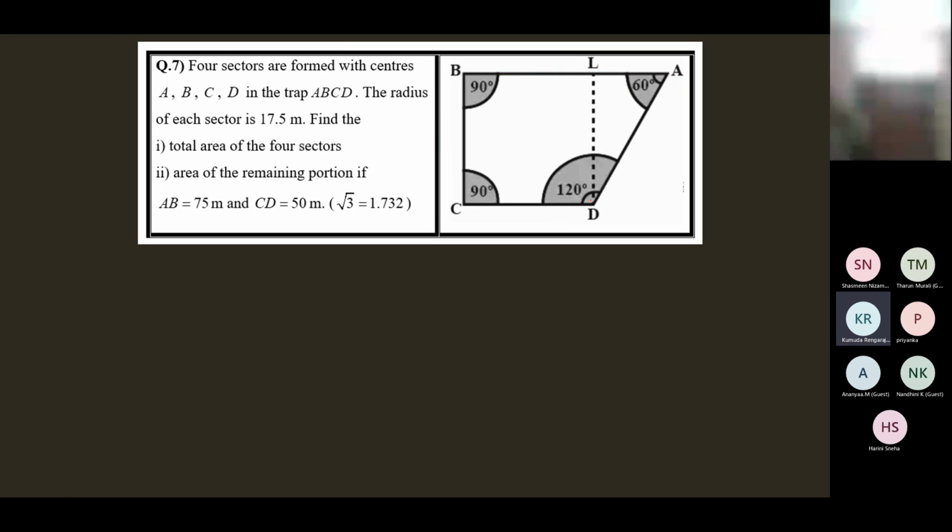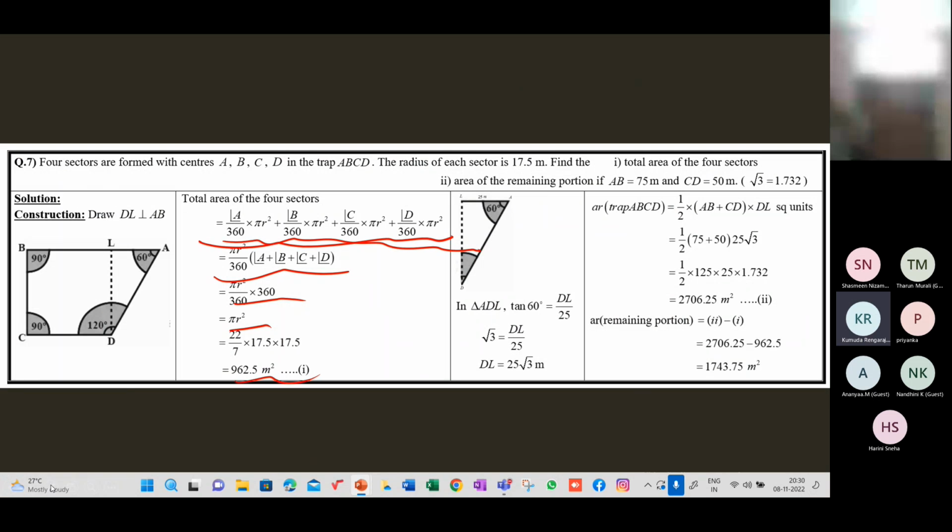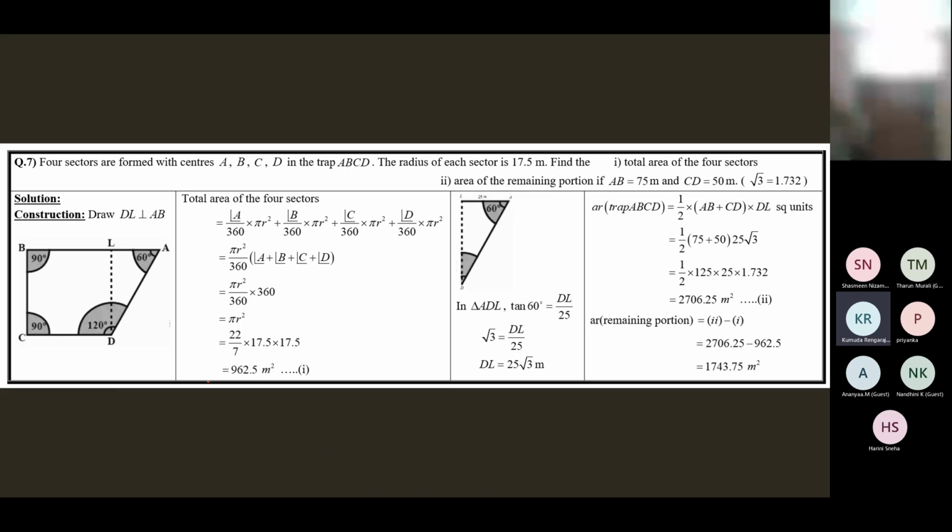So we draw DL. See, the calculation of the area of the four sectors is similar to the earlier one. Angle A by 360, like this, B by 360. So it's the same, except that the radius is different. But here you cannot find the area of the trapezium directly because we do not know the distance between the parallel sides. So construction we draw.